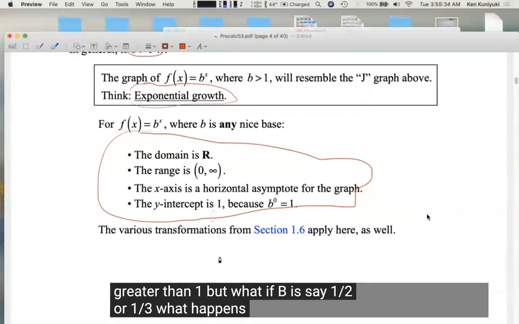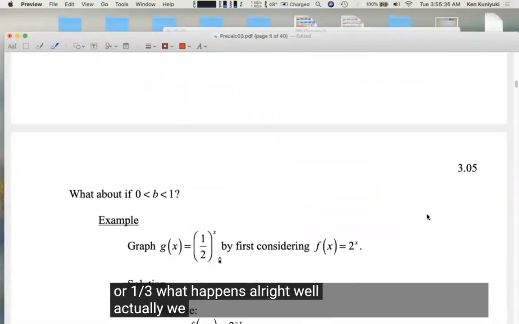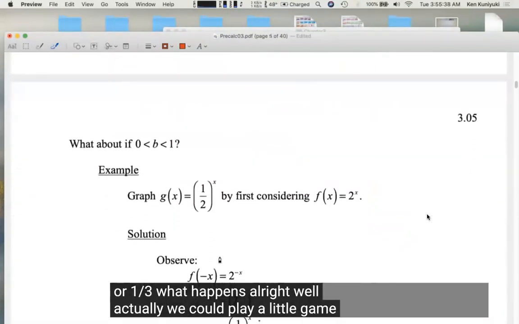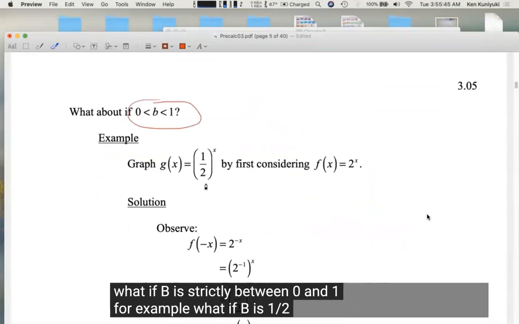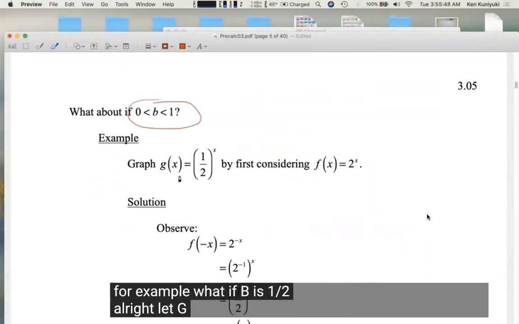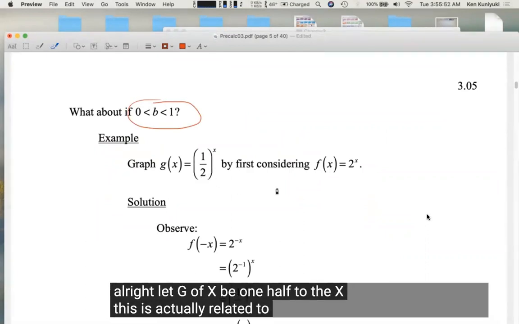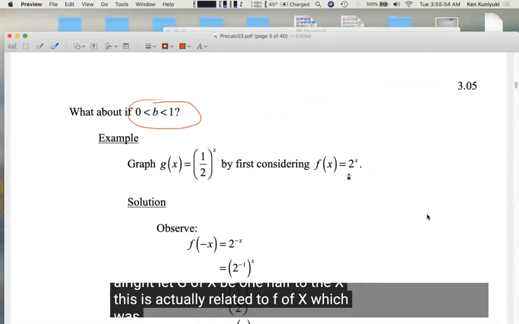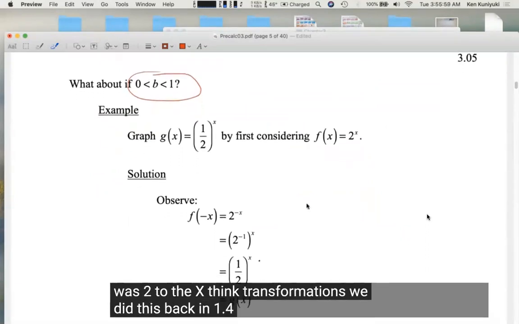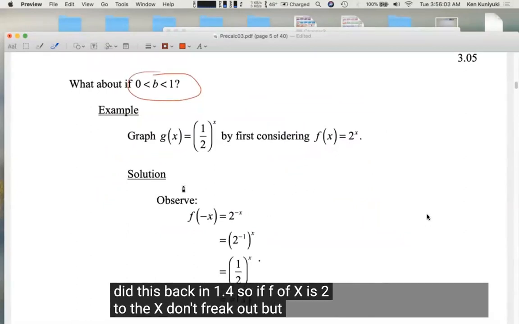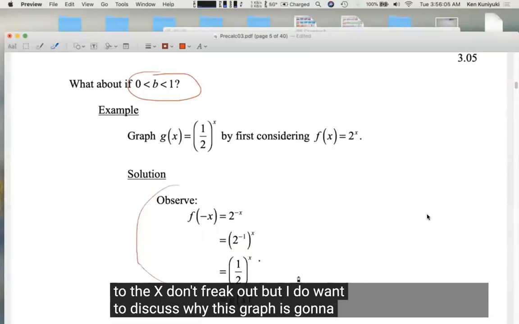What happens? All right, well, actually, we could play a little game here. What if b is strictly between 0 and 1? For example, what if b is 1/2? Let g(x) be (1/2)^x. This is actually related to f(x), which was 2^x. Think transformations. We did this back in 1.4. So if f(x) is 2^x, don't freak out, but I do want to discuss why this graph is going to make sense here.